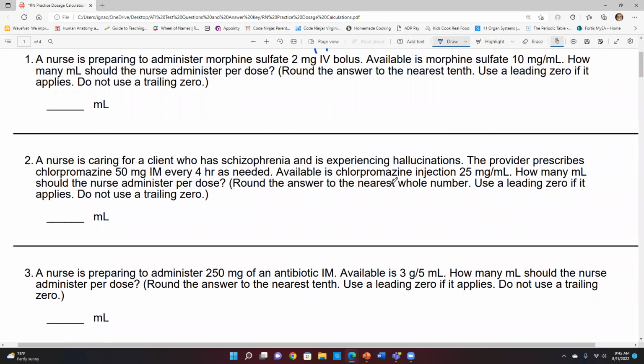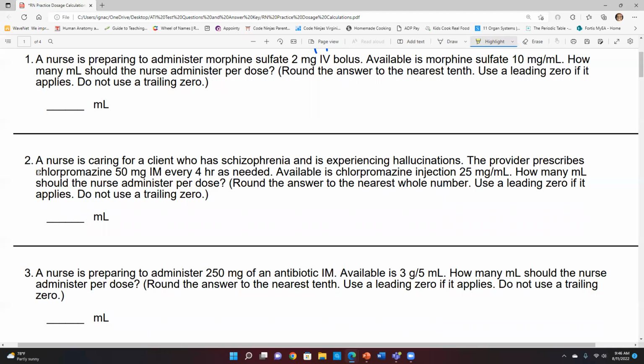So the next problem reads, a nurse is caring for a client who has schizophrenia and is experiencing hallucinations. The provider prescribes chlorpromazine 50 milligrams IM every 4 hours as needed. Available is chlorpromazine injection of 25 milligrams per mL. How many mLs should the nurse administer?